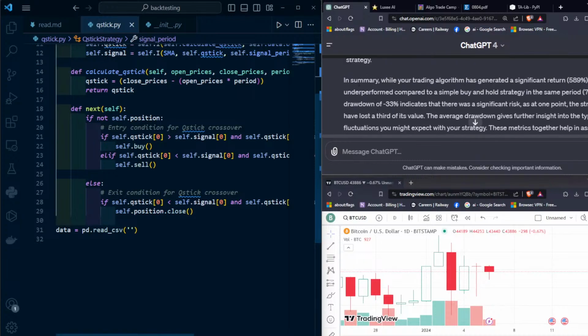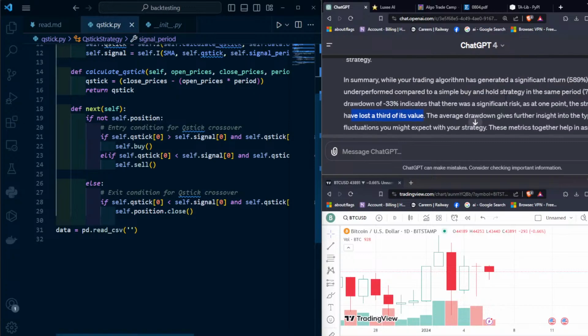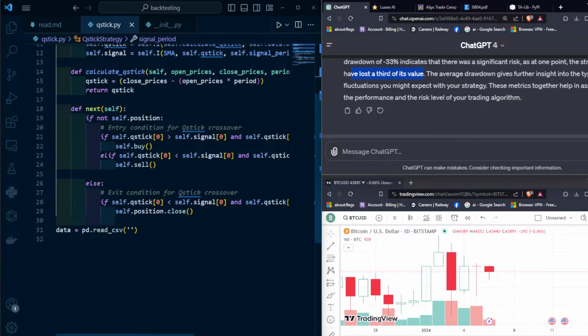In summary, while your trading algorithm has generated a significant return, 589%, it underperformed compared to a simple buy and hold strategy in the same period. See, this is a very bad trading strategy to use. The max drawdown of minus 33% indicates that there was significant risk at one point. The strategy would have lost a third of its value. The average drawdown gives further insight into the typical fluctuations you might expect with your strategy. These metrics together help in assessing both the performance and the risk level of your trading.